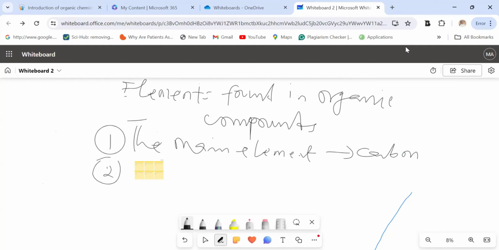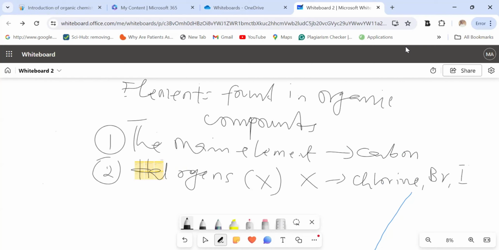And second, we have halogens. Halogens, we consider them as X, and this X can be chlorine, bromine, iodine, fluorine, or astatine. So these are the group of elements that are found in organic chemistry: the main element, which is carbon, and halogens, which include chlorine, bromine, iodine, fluorine, and the rest.